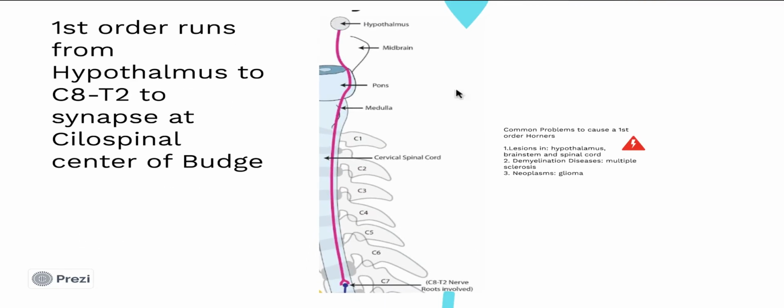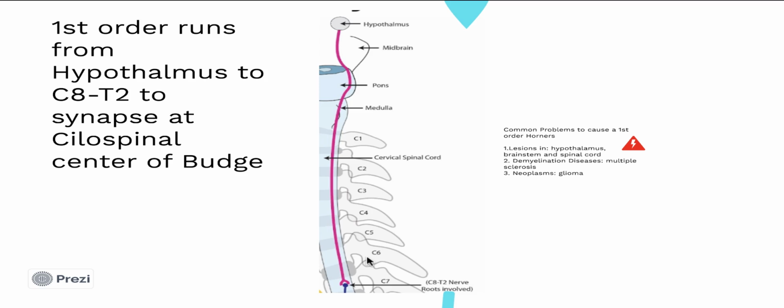The first thing that we're talking about is the first order neuron. So the hypothalamus runs all the way down and it synapses here. That first order neuron will synapse at the ciliospinal center of Budge. So that you need to know.